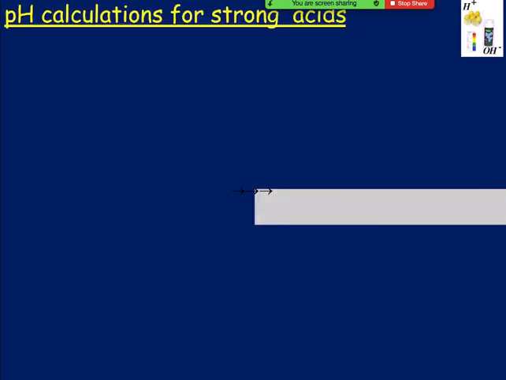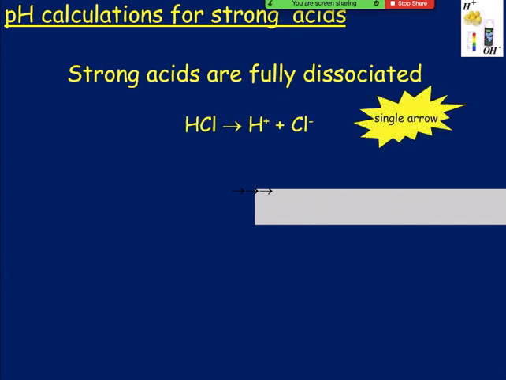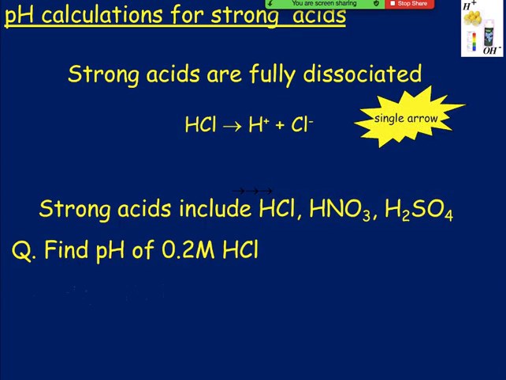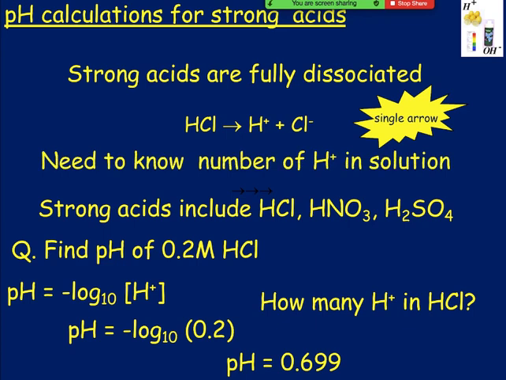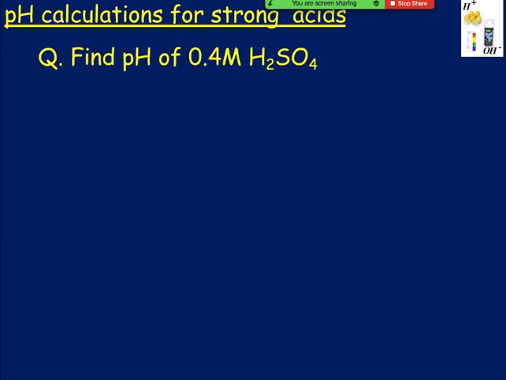So bottom of the page now, you have this question: 0.4 molar H2SO4. Work out for me, please, what is the pH.